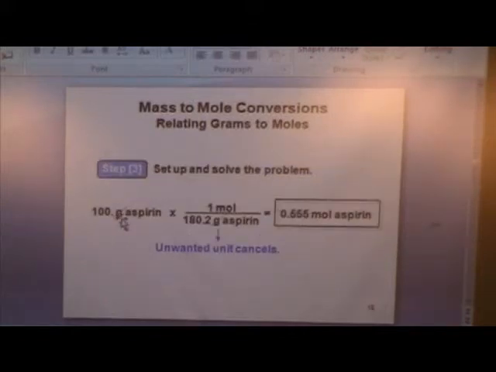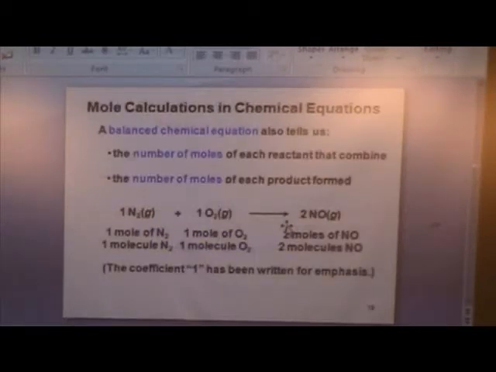We have a practical example here. For example, we have 100 grams of aspirin, and we want to change 100 grams of aspirin into moles of aspirin. So we use this conversion factor because mole is on the top. So 100 grams of aspirin times 1 mole over 180.2 gives you 0.55 moles. So this time we use mole over gram, that gives you the amount of mole. Okay?